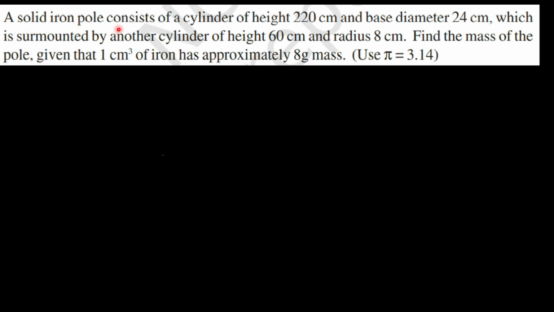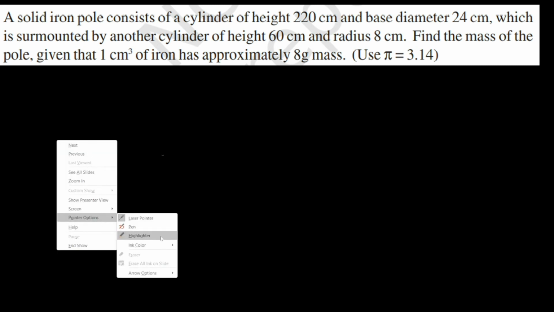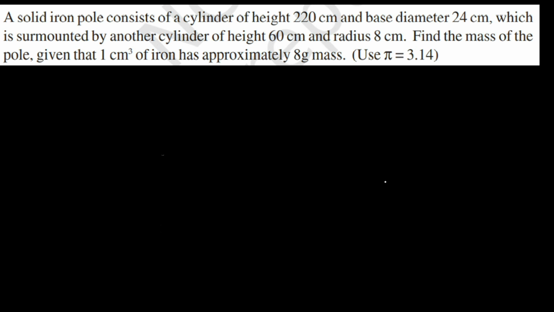Now I'll repeat the first sentence again. A solid iron pole consists of a cylinder of height 220 centimeter and base diameter 24 centimeter. That means here we are having a solid iron pole of cylinder height of 220 centimeter. Okay, so this is a solid iron pole which is a cylinder of height 220 centimeter and base diameter is 24.